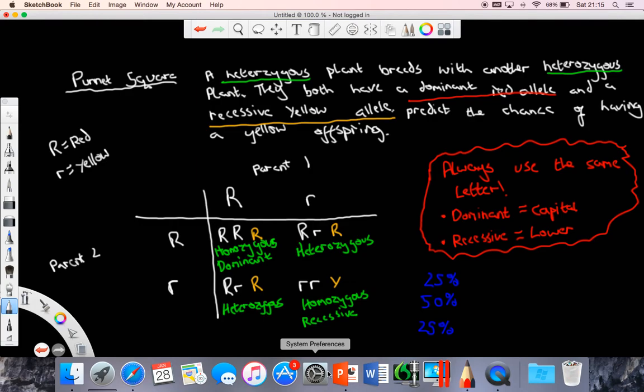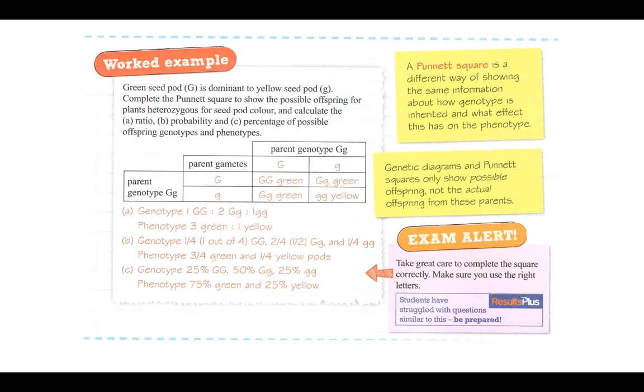Okay? So if we have a look at a worked example of this, it says green seed pods, capital G, are dominant to yellow seed pods, lowercase g. Notice that they're using a dominant and a lower, okay? It says complete the Punnett square to show the possible offspring for plants heterozygous for seed pod colour and calculate A, the ratio, B, the probability, and C, the percentage, okay? So just like we've done, they've put in the parents' genotypes, they've filled out the offspring's genotypes, and then they've worked this out as a ratio.